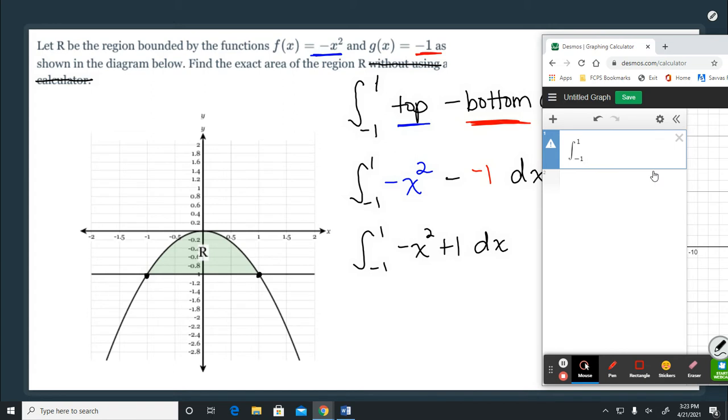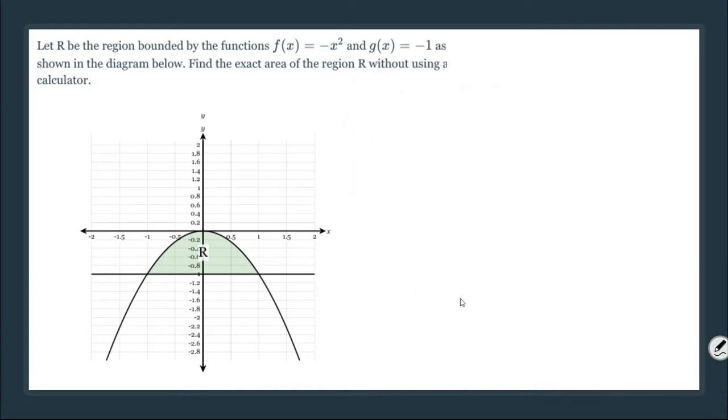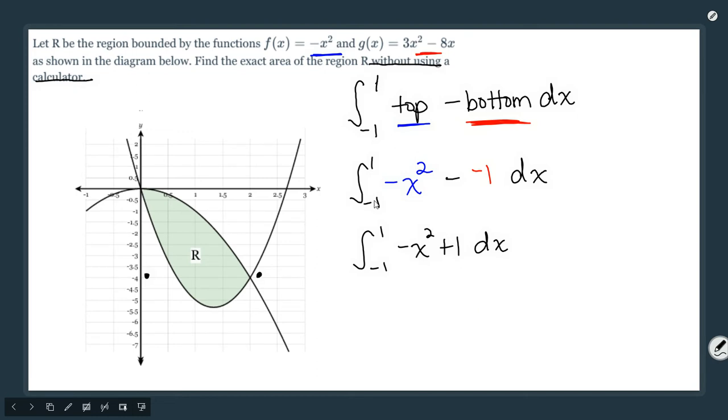-1 to 1 of -x squared plus 1. And then we need to have a dx to make sure it works. We also need parentheses around what we're taking the integral of. And then the answer will pop up automatically, that 1.3 repeating, which is the same as 1 1/3, or also 4/3.